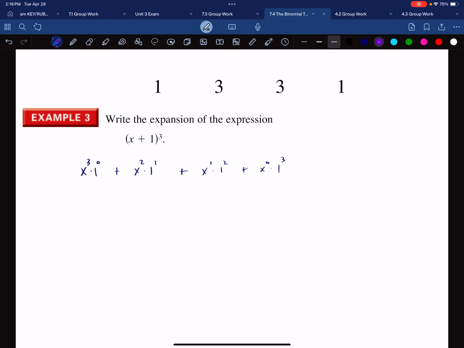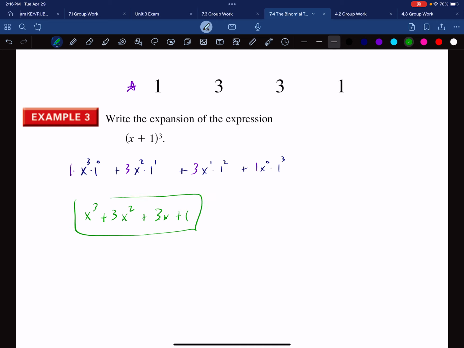Now I'm going to go ahead and put in my coefficients, which we have up here from the 3rd row of Pascal's triangle. So first one is coefficient of 1, second one 3, third one 3, last one 1. And we can write out our final answer by multiplying everything out. So this is just x cubed plus 3x squared plus 3x plus 1. And there's my expansion. All right.